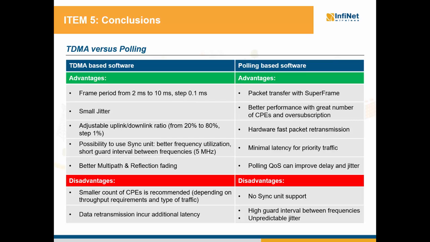The number of CPEs in TDMA can be up to 32 in 20 megahertz and a bit more in 40 megahertz. In polling, we can talk about more than 100 CPEs. So in the case of polling, we don't have such a limit. Also in TDMA, we don't have a fixed limitation, but it's just a matter of performance.